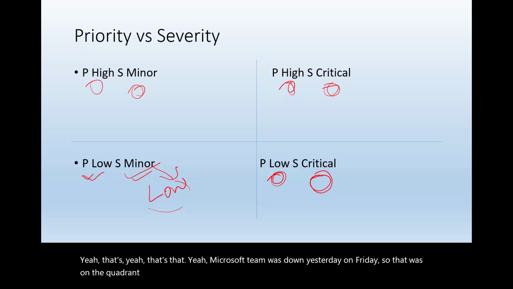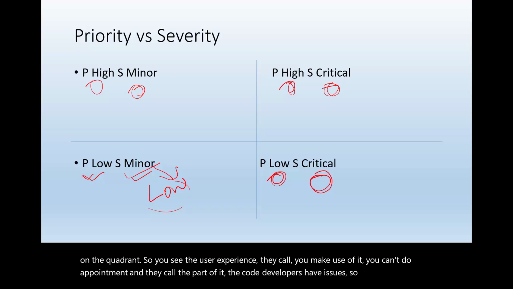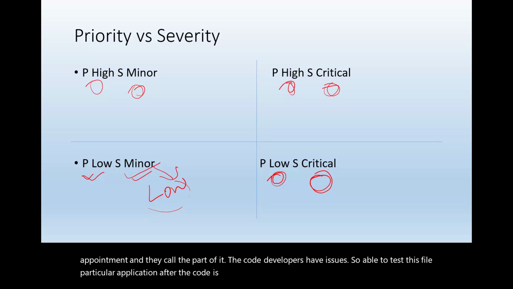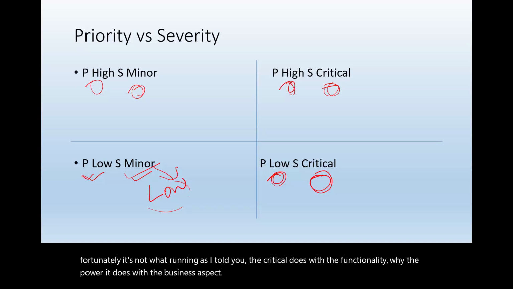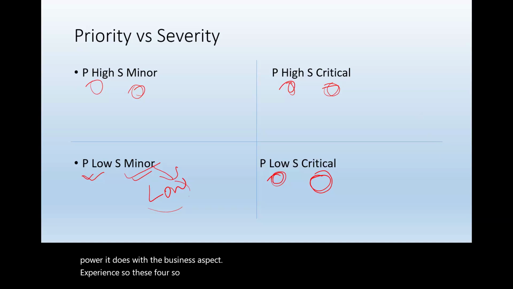So you see the user experience, they can make use of it, you can do appointments. And the code part of it, the developers are having issues. They are not able to test this particular application because the code is down. There's a huge blunder on that. The functionality is not running. As I told you, severity has to do with the functionality, while priority has to do with the business aspect of user experience. So this falls under this quadrant.